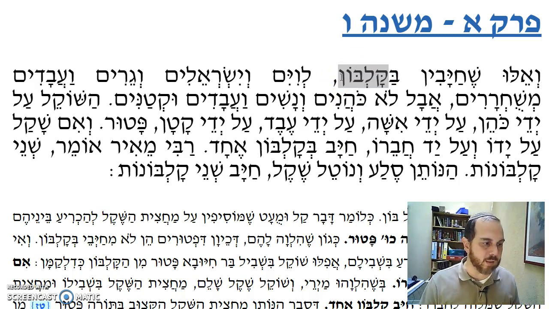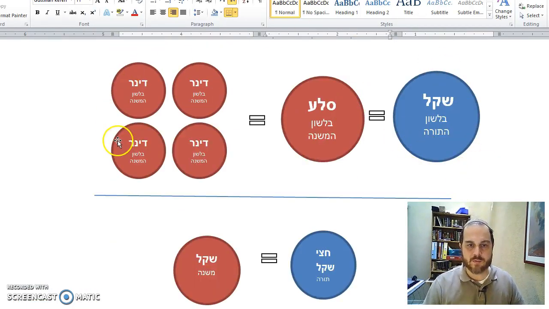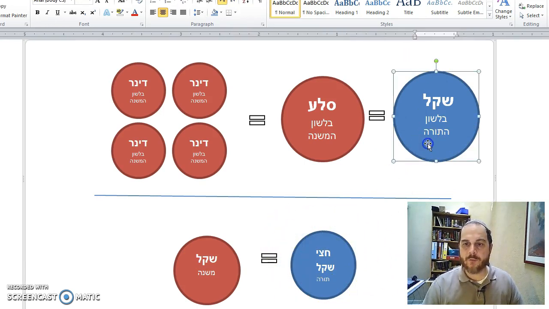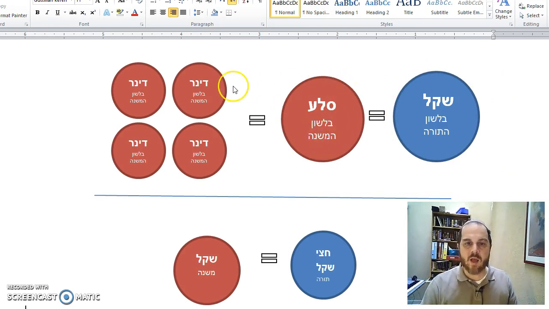If I go to the money changer, let me go back to talk about money rates in the times of the Mishnah. So in the times of the Torah, the blue is the Torah, and the Torah said you have to give half shekel. A full shekel in the times of the Torah. This is going to be really confusing, but there's nothing I can do about this. I'm explaining this as simply as I can. The value of a shekel in the times of the Torah was called a selah in the times of the Mishnah. 1 selah was equal to 4 dinar.